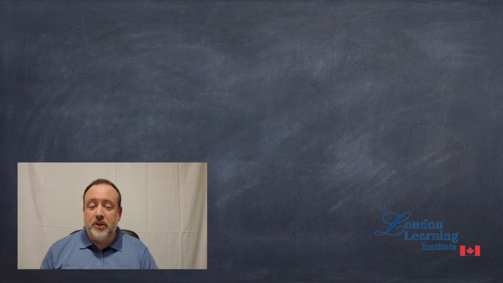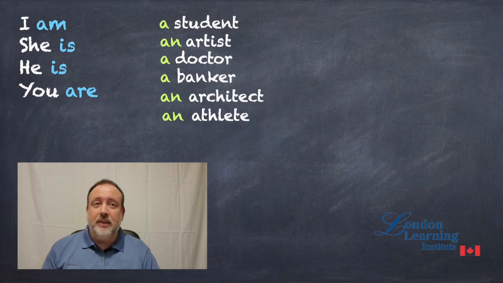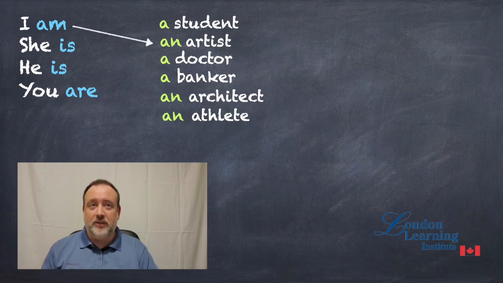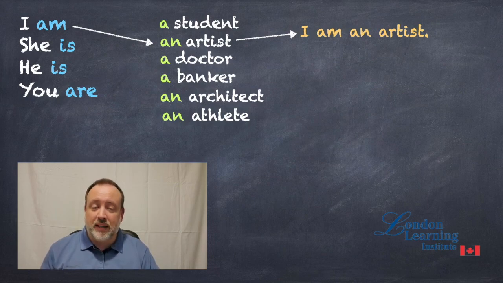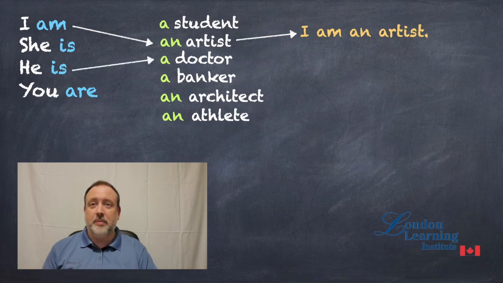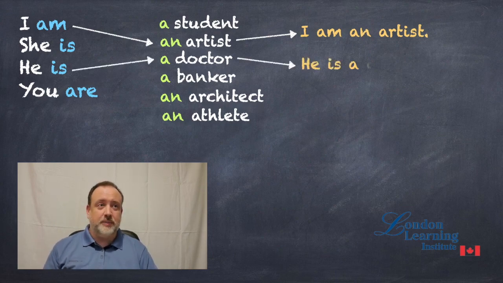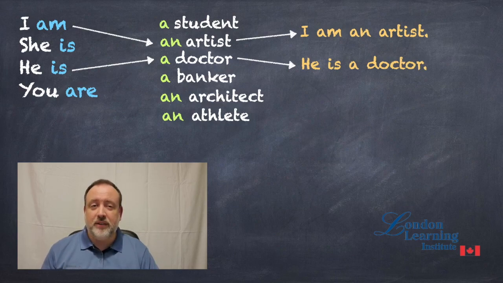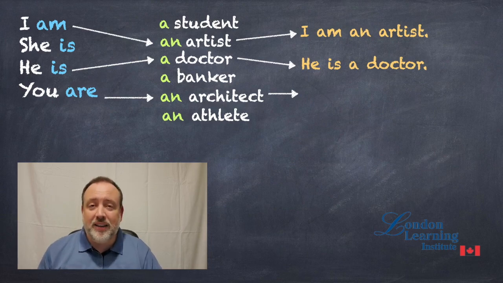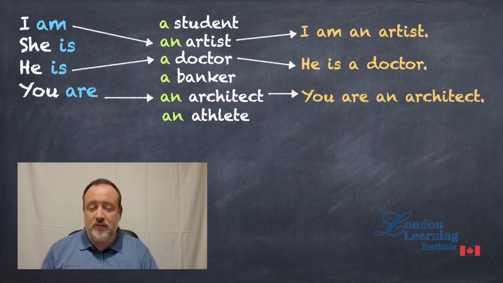Now, we can put those together. We can use the subject with the verb to be, and then the article and the job, and put them together to make a sentence. So if we do that here, we can say, I am an artist. And that's a wonderful sentence. If somebody asks you, what do you do? You can say, I am an artist. Another example, he is a doctor. Wonderful sentence. And finally, you can say, you are an architect. You can combine these in any way to make a good sentence.